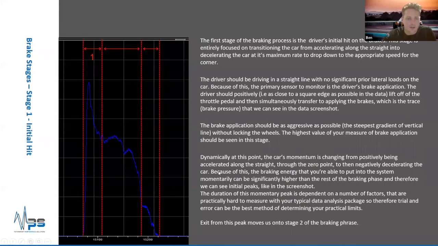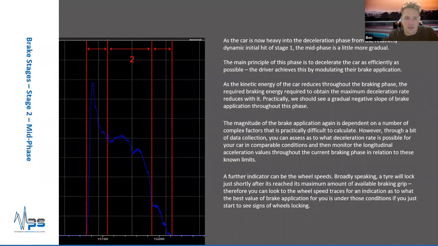Once you get through this initial peak and the pressure starts to back out, we then move into the second phase, which I call the mid phase of the braking. So now the car's sort of a lot more stable. It's already had the massive acceleration change applied to it, and now all we're doing is just trying to scrub off speed as we approach the corner. So the car's a little bit more settled, and it feels a little bit more controlled for the driver.